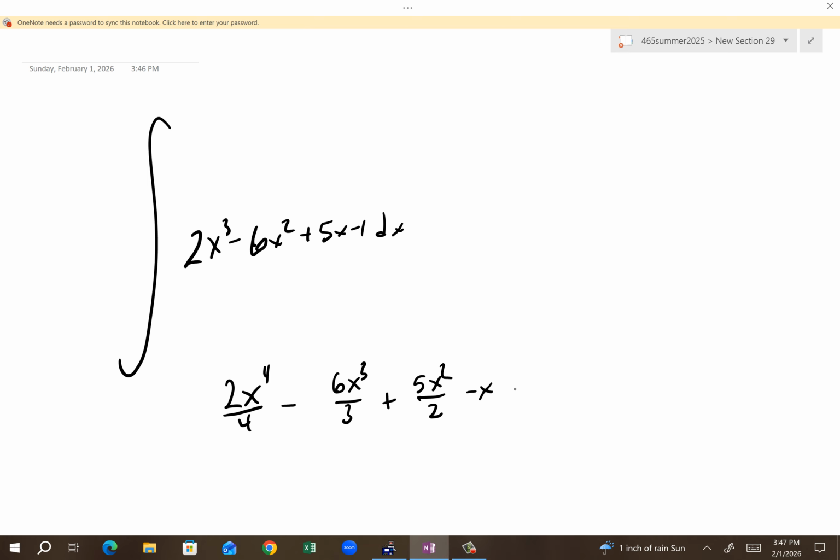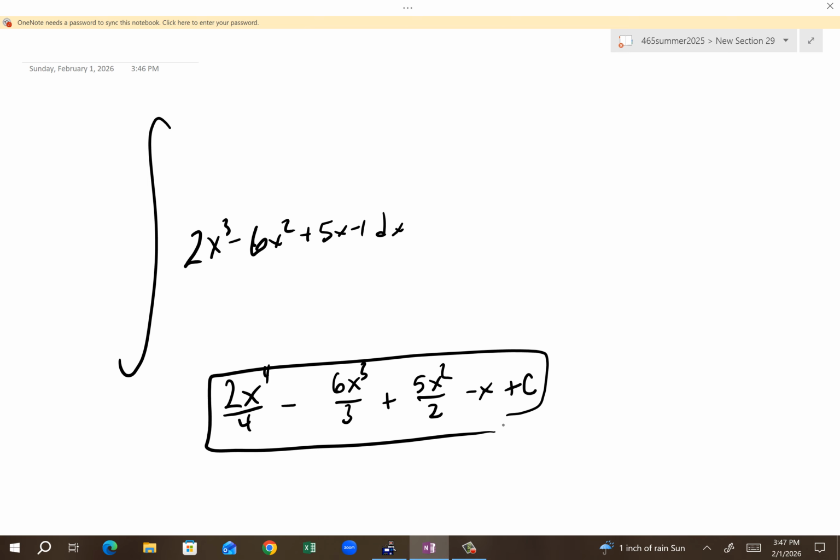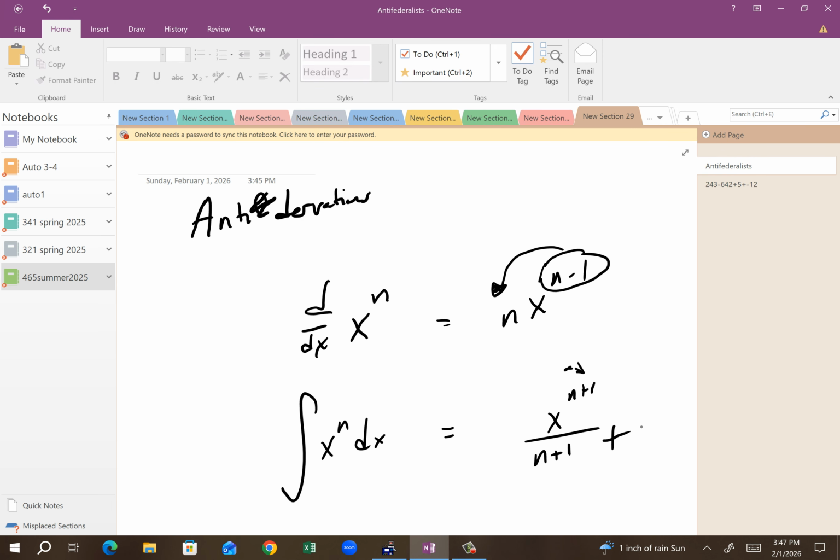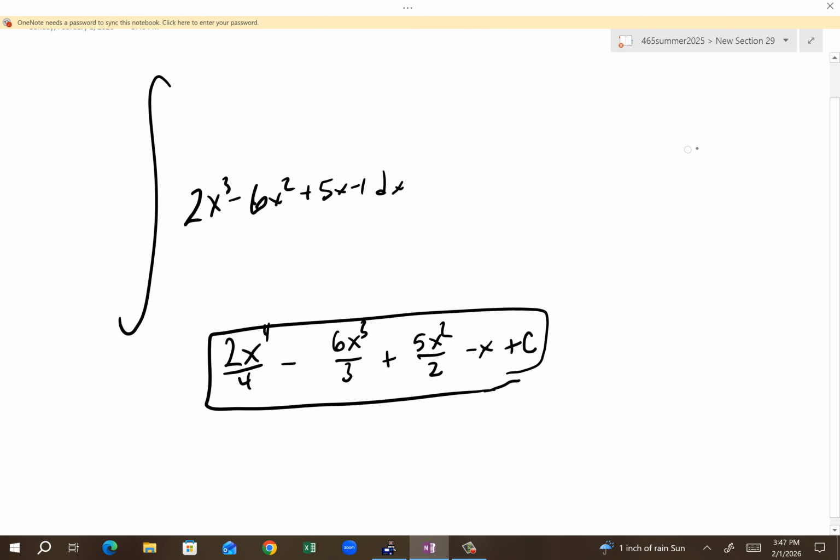Okay, now here's a kicker. I forgot on the previous one. You must always put a plus c, right? And what does that mean exactly? What that means is, whenever you take the derivative of a constant like 2 or 5 or 7, what happens to it? Well, it goes away. So when you do the antiderivative, there's always going to be some constant there. Could the constant be 5? Yes. 0? Sure. Do we know what it is? No. So we put plus c.